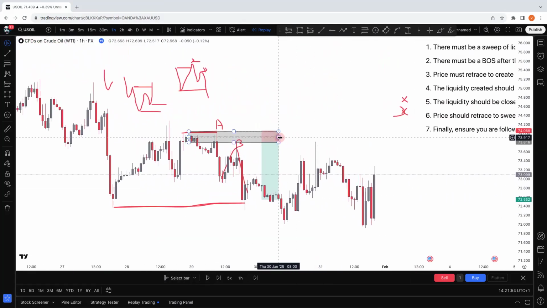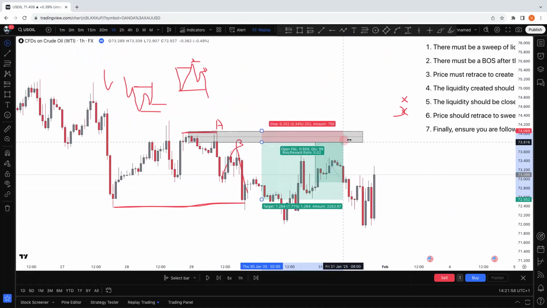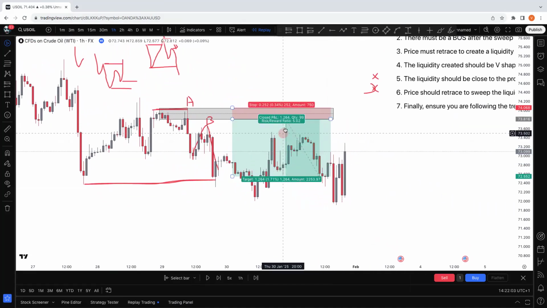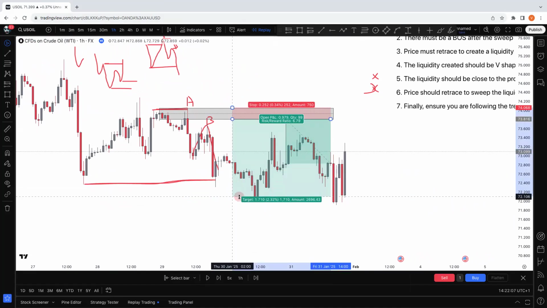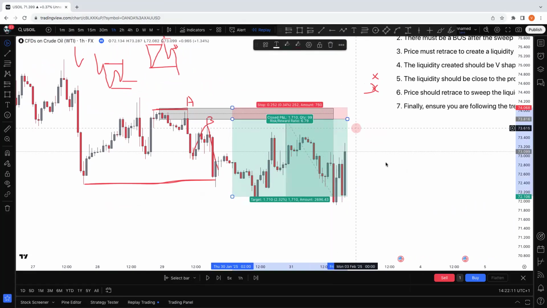Price already tapped into our sell position. We've already been tagged in, and see what happened afterwards. See the massive rejection that happened afterwards, and price gave us our take profit. That's a beautiful trade right there. Very, very beautiful trade.